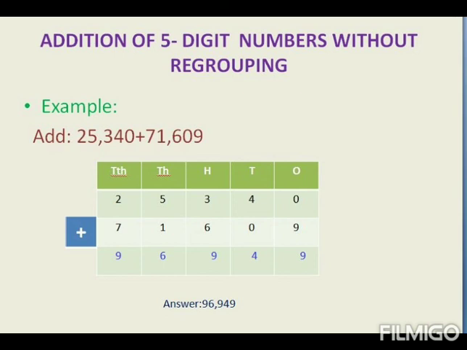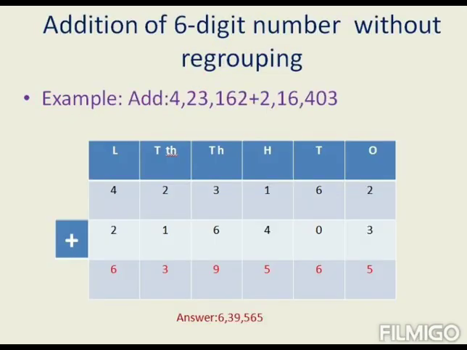Next move to the 10,000s place. We have 2 and 7. So 2 in the mind, 7 in the fingers. After 2, 3, 4, 5, 6, 7, 8, 9. So write the digit 9 in the 10,000s place. So take and write your answer is 96,949.